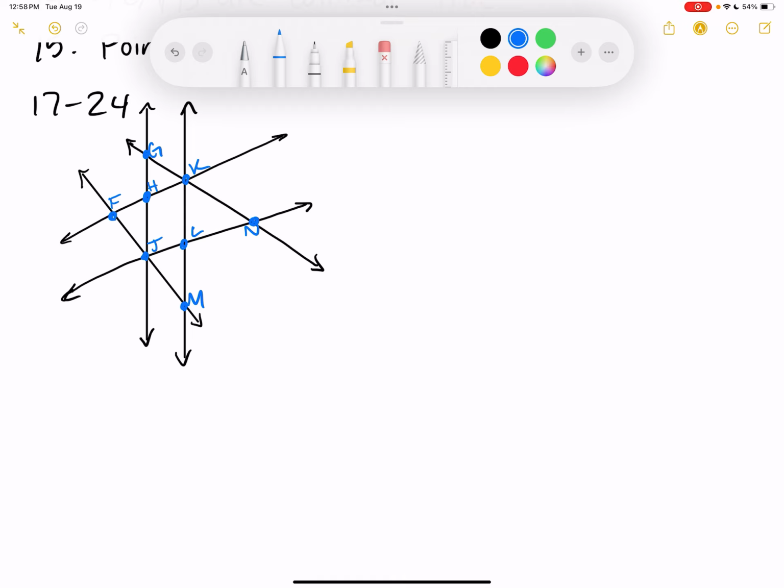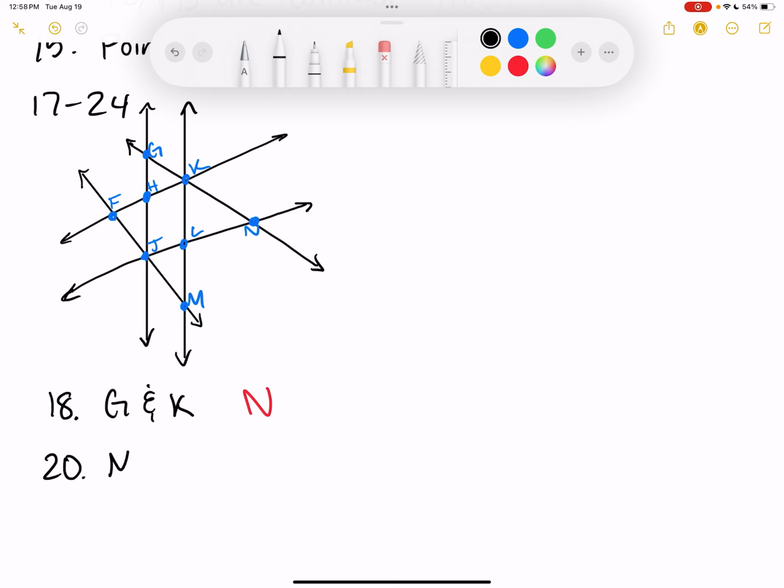So these ones are going to ask us to name a point that is collinear with the given point. So they're going to give you basically 2 letters that represent a point, and we need to find the third one that is collinear with it. So 18, G and K. So I need another point that's on the line with G and K. So following this one, it would be N. So N would be our point that is collinear with that.